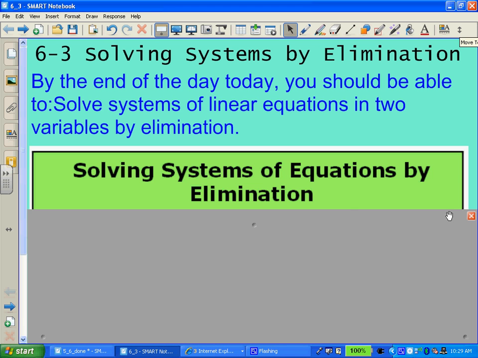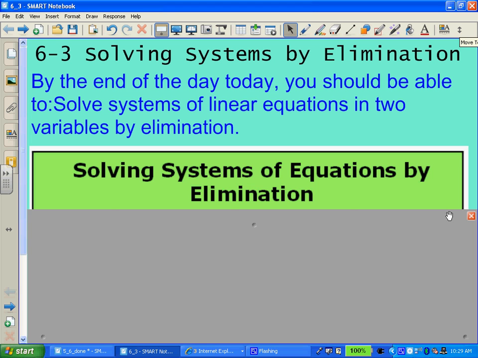Hello, welcome to 6-3 Solving Systems by Elimination. Now, this is a really cool method of solving systems, and we're just going to start out with the basics today, and then in the next video we will make it a little more complicated.